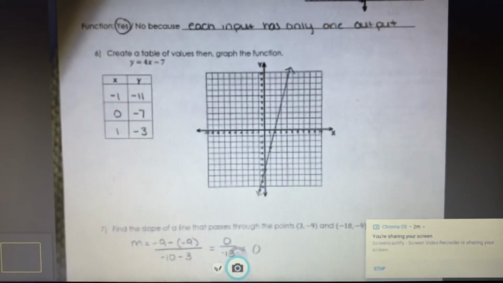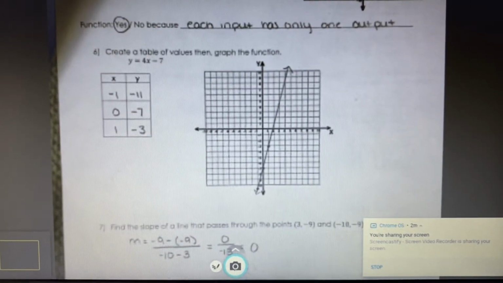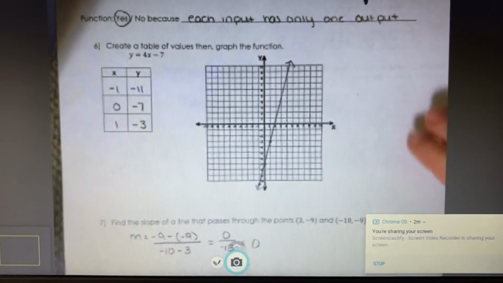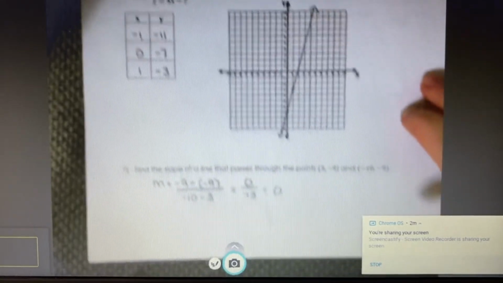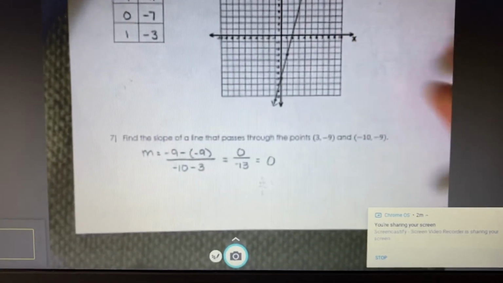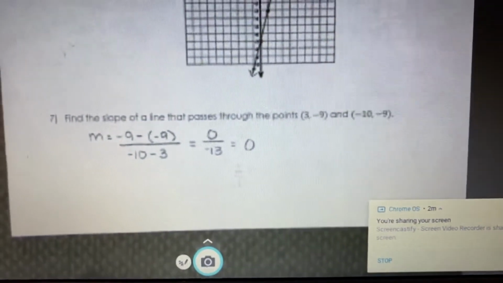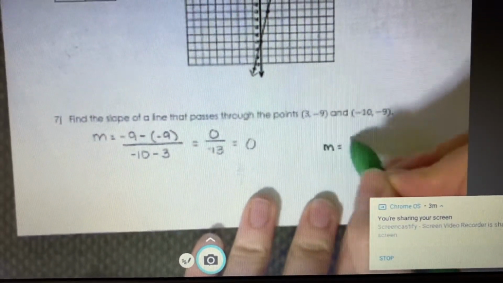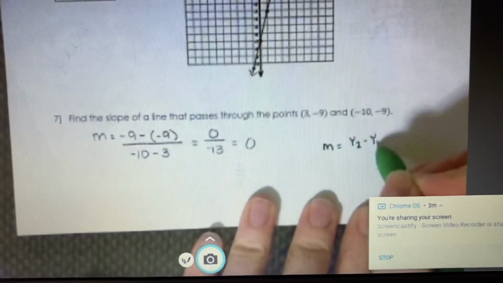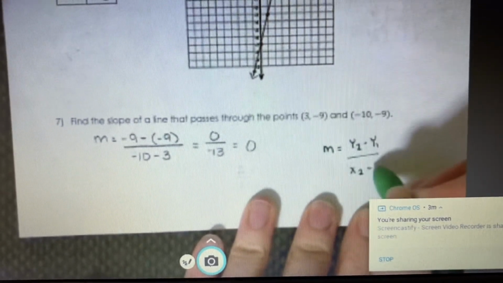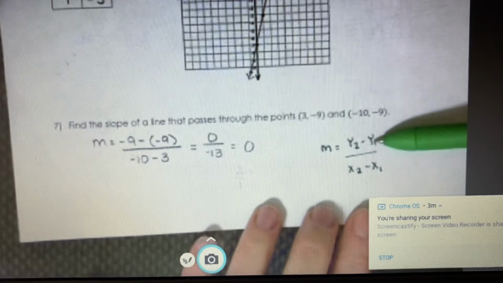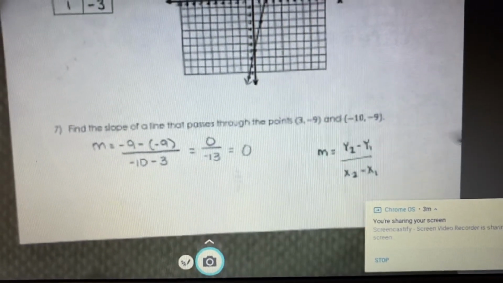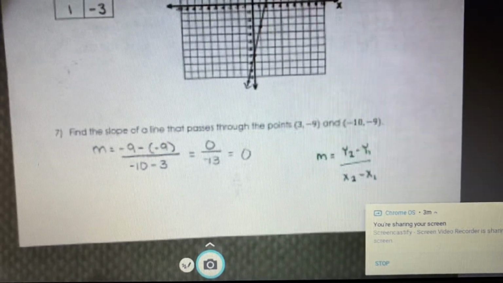And then for number 6, you want to create a table of values and then graph the function. And for number 7, we're given 2 ordered pairs and we want to find the slope. So here we just need to use our slope formula, y2 minus y1 over x2 minus x1. So make sure you have your y's on top, your x's at the bottom, because that's your rise over the run for the slope. And as your slope, you should have ended up with 0 as your answer.